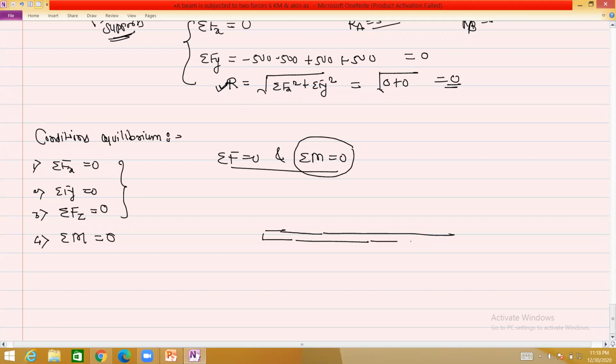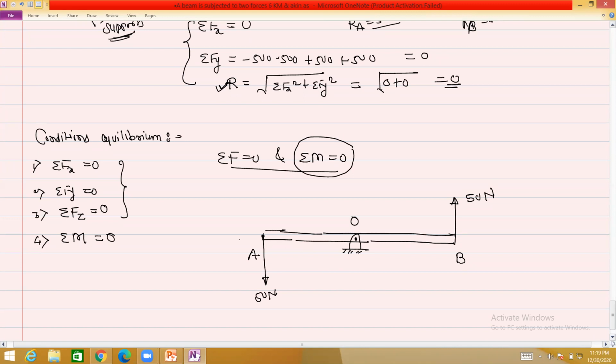So consider one simple example. This is the rod, AB. This rod is pivoted at this point. Consider this is the center point, the point O. One force is acting at point B in the upward direction, with a value of 50 Newton. And the second force is acting at point A in the downward direction, also equal to 50 Newton.